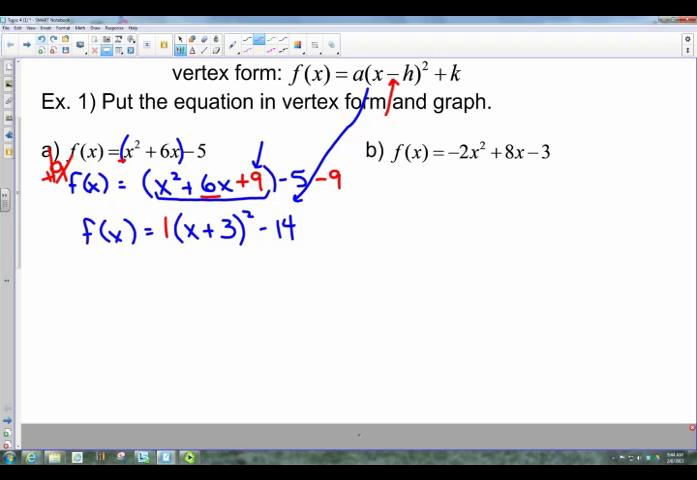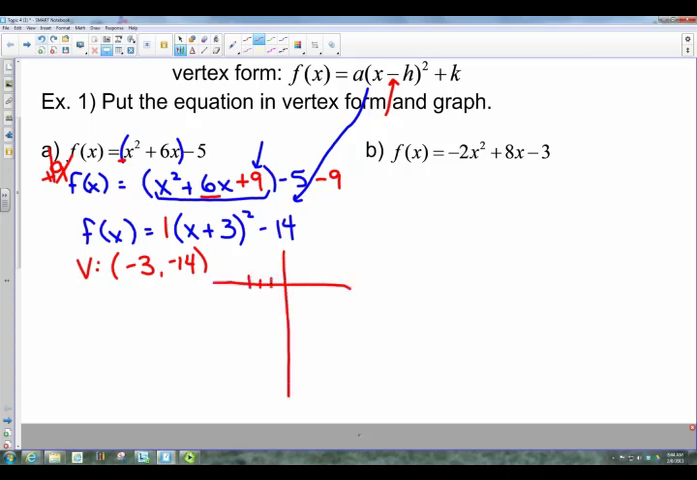Now what that tells us is we have the following. Our vertex is going to be h, k. Well, like we said, h is negative 3, k is negative 14. Okay, the a value is 1, which means it's not going to be reflected, it's not going to be stretched, it's not going to be any narrower, it's just going to be your standard graph. And then you go through and you graph this thing. Okay, so when I graph, I've got the point negative 3, negative 14.